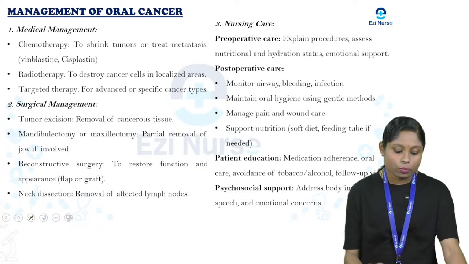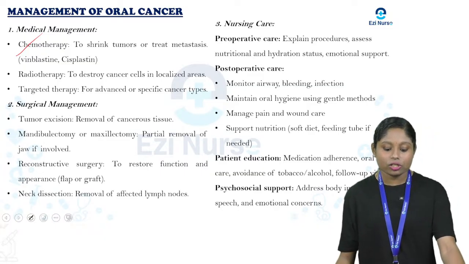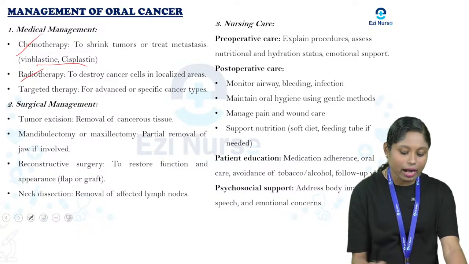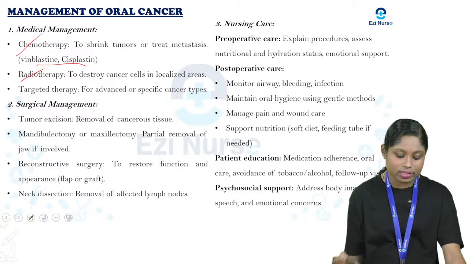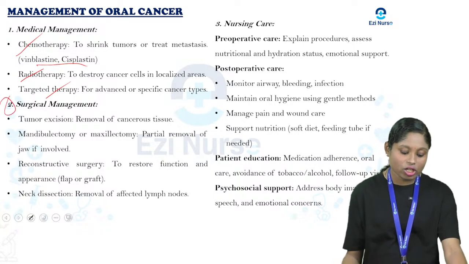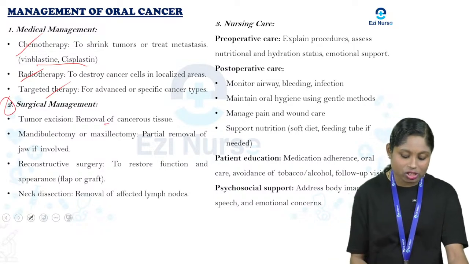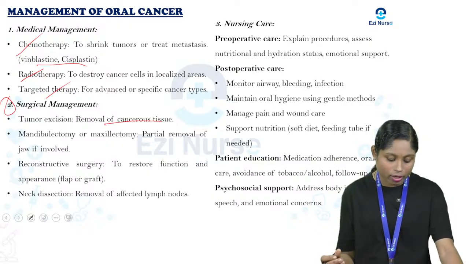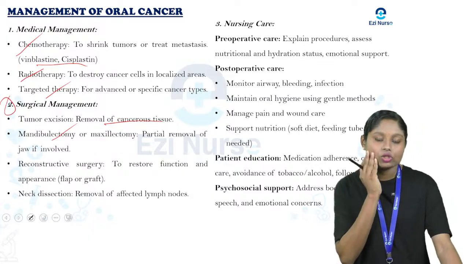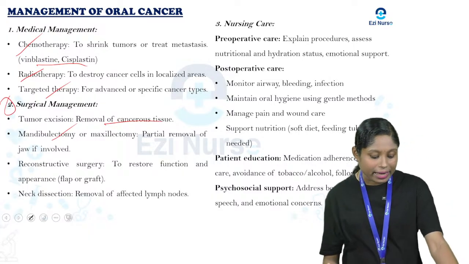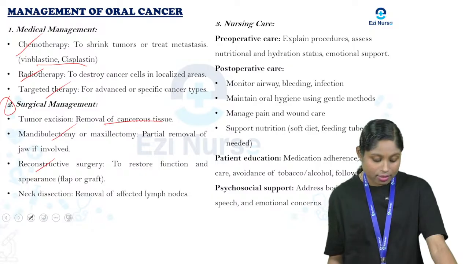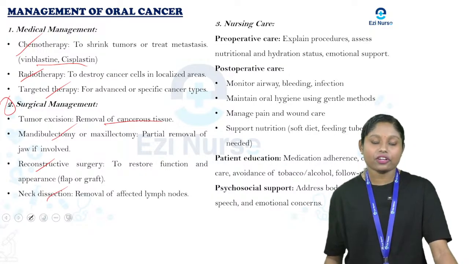Management of oral cancer. Medical management includes chemotherapy to shrink the tumors or treat the metastasis, like vinblastine and cisplatin as examples. Radiotherapy to destroy the cancer cells in a localized area. Targeted therapy for advanced or specific cancer types. Next is surgical management. Tumor excision, removal of the cancerous tissue from the oral cavity. Mandibulectomy or maxillectomy, that is partial removal of the jaw if needed. If jaw removal is involved, that is what is called mandibulectomy or maxillectomy. Reconstructive surgery to restore function and appearance. Neck dissection, removal of affected lymph nodes.